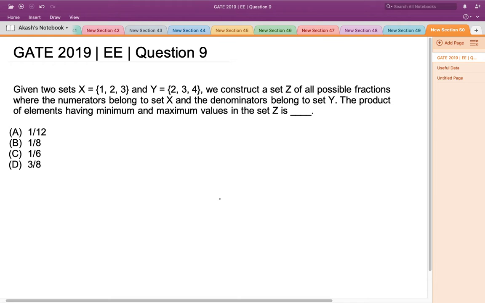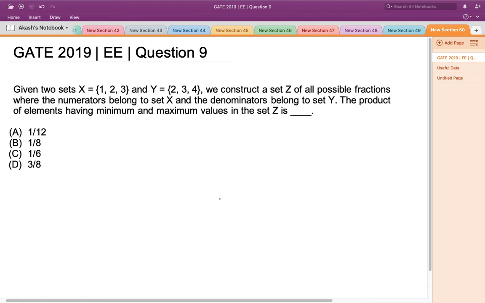Hello everyone, this is the question asked in GATE 2019 Electrical Engineering. Given two sets x = {1, 2, 3} and y = {2, 3, 4}, we construct a set z of all possible fractions where the numerators belong to set x and the denominators belong to set y. The product of elements having minimum and maximum values in the set z is.